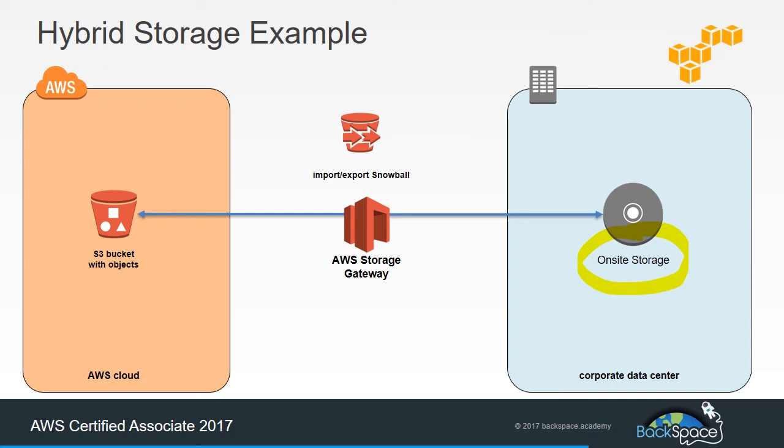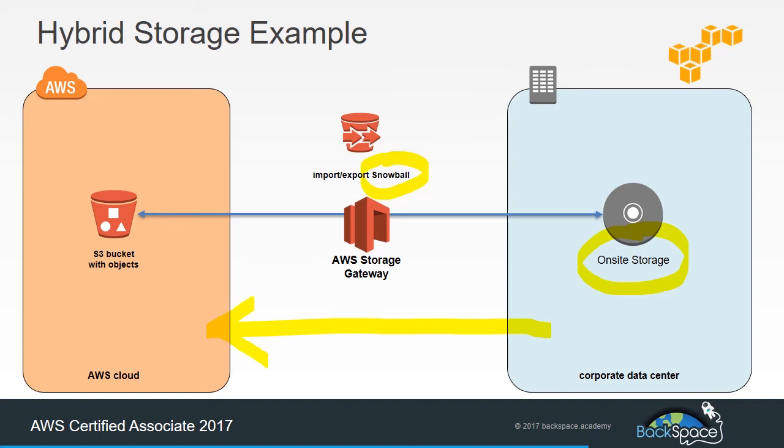Now, the first problem we're going to encounter is that to transfer this data, this petabyte of data, over to AWS, using conventional techniques, using a high-speed data link, using the internet, whatever, is going to be expensive and it's going to be slow. And so that's where the AWS Snowball device will come in.